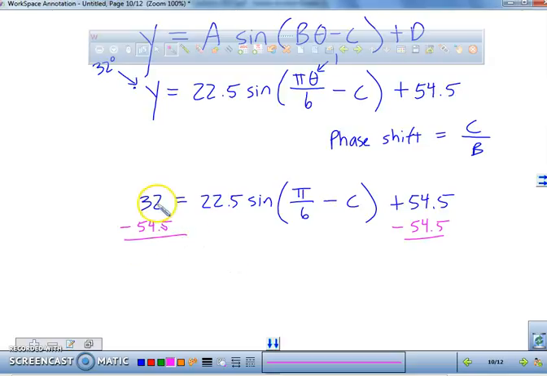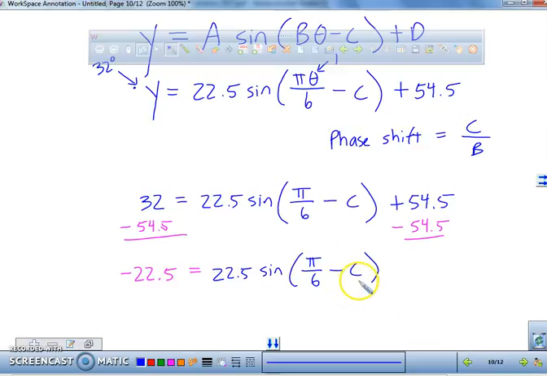Okay? It's supposed to be a 5. 32 minus 54.5 ends up getting, interestingly enough, negative 22.5, which equals 22.5 times the sine of pi over 6 minus c. Now, once again, we're solving for what? We're solving for c. So what I've got to do next is divide this side and this side by 22.5.